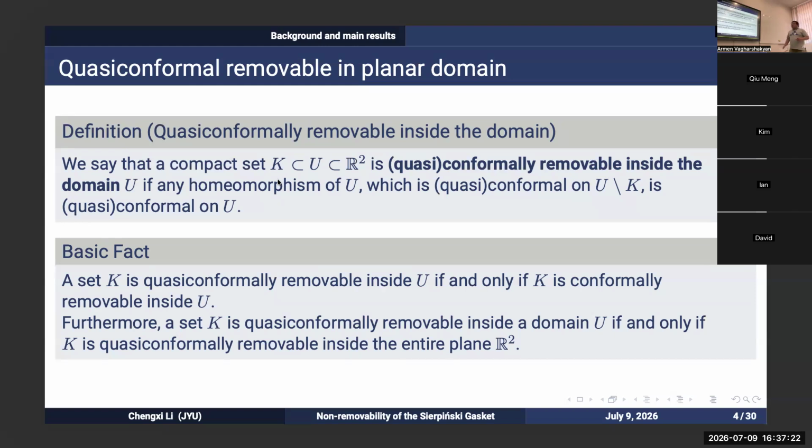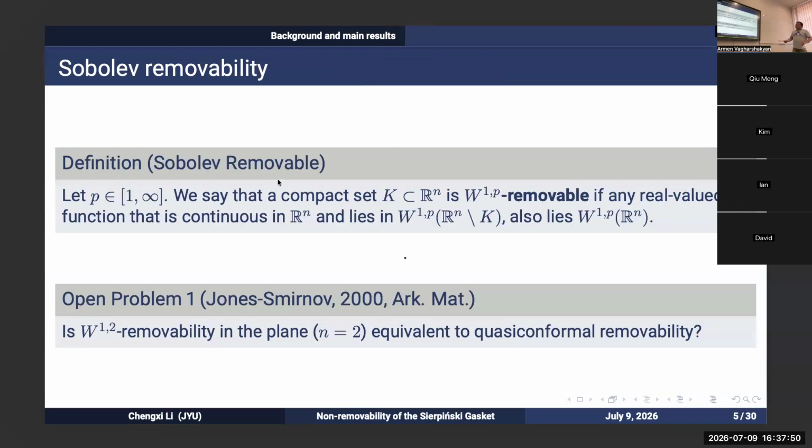Furthermore, a set K is quasi-conformally removable inside a domain if and only if it is also quasi-conformally removable in the entire plane. So sometimes we think that the geometry or topology of the domain may be difficult, but we still consider that the whole complex plane is enough. The third thing in this paper is about Sobolev removability.